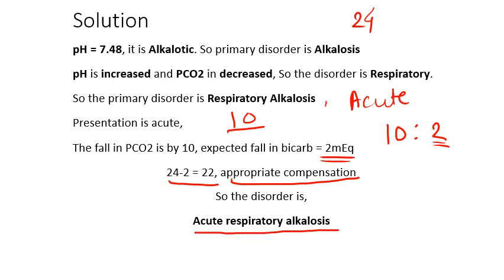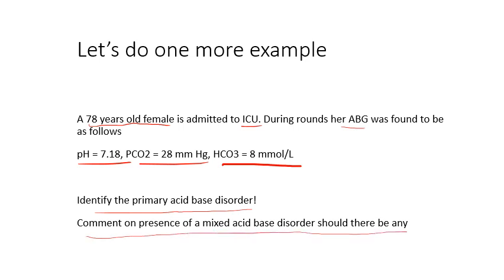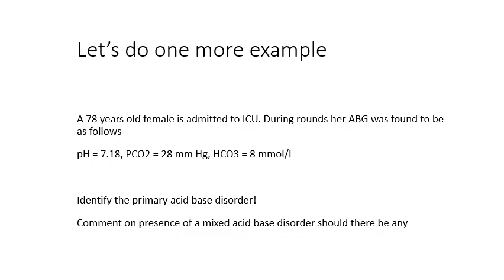Let's look at one more example to get some more clarity on this. Here we have a 78-year-old female who has been admitted to the ICU, and her ABG on the rounds was found to be like this: pH of 7.18, PCO2 of 28, and bicarb of 8. Our task is to identify the primary acid-base disorder and comment on the presence of mixed acid-base disorder should there be any. I will again take a 1 second pause so that you can pause and solve it on your own. Then we'll solve it together.